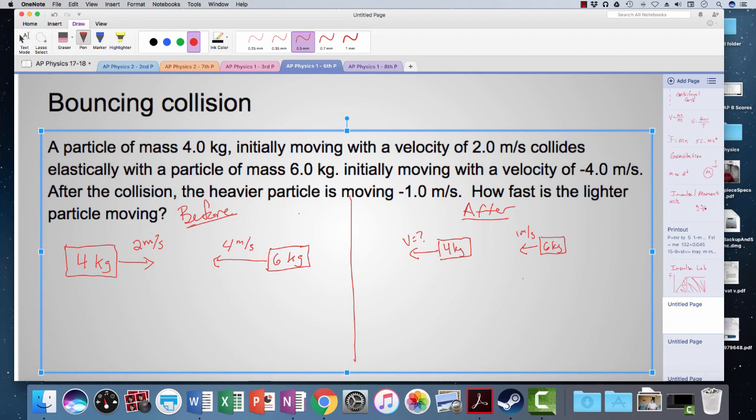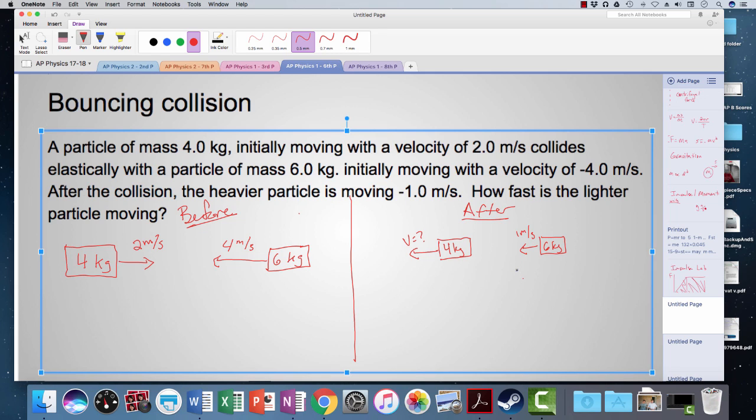Okay, so I'm going to walk you through how to solve these three types of problems: a bouncing collision, a sticking collision, and an explosion. The first one's a bouncing collision. The easiest thing to do, to make your life a whole bunch easier with all of these, is to draw the problem out. Like draw the before. So here's everything before, and here's everything after.